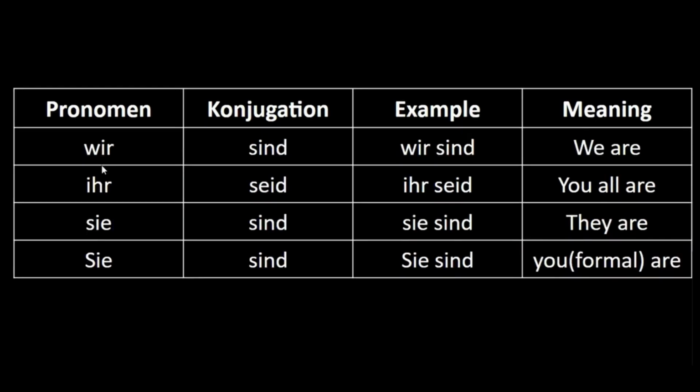Let's move further. If you want to say we are, write sind as the verb conjugation. So we are is written as wir sind. Similarly, you all are, ihr seid. They are, sie sind. You formal are, capital S, Sie sind.